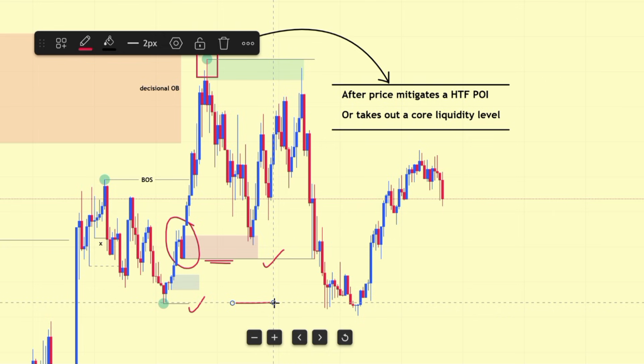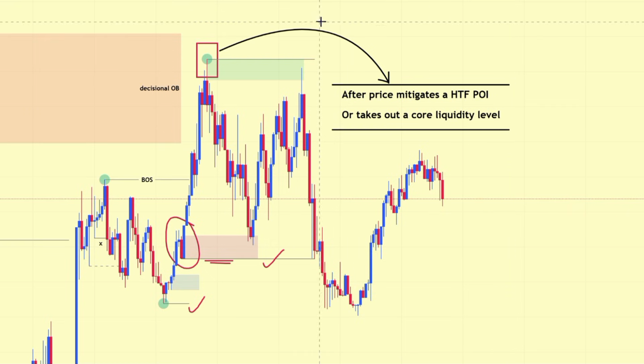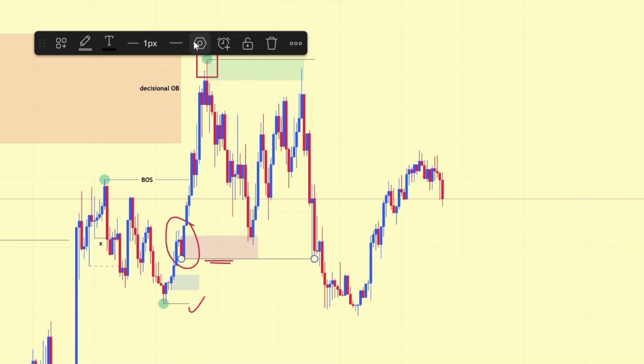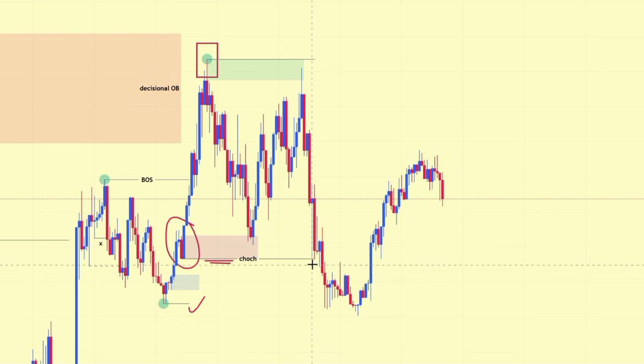But then after that, everything resets to normal. What I mean is this. So you can clearly see this is after price mitigates a higher time frame POI or takes out a core liquidity level. So let me get rid of this in that case, so that we can have this clean chart. And of course, this one here will now make the change of character. In this case, our change of character will be none other than this one here. So that makes the change of character.